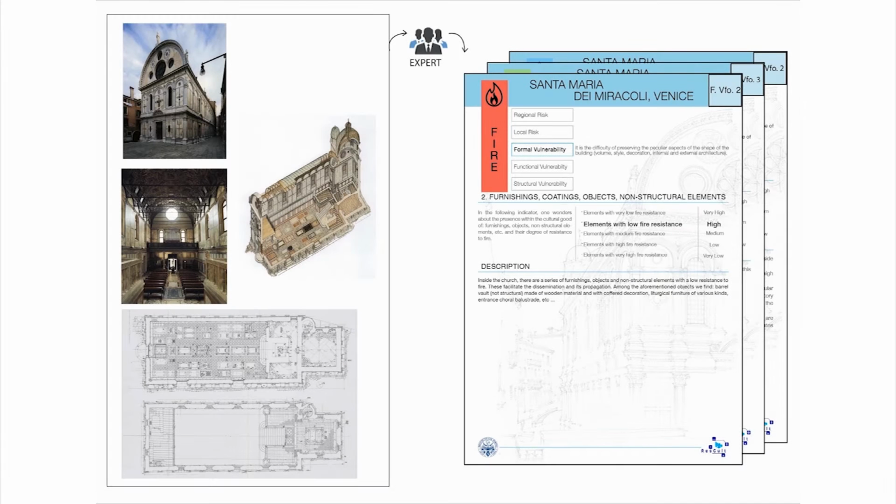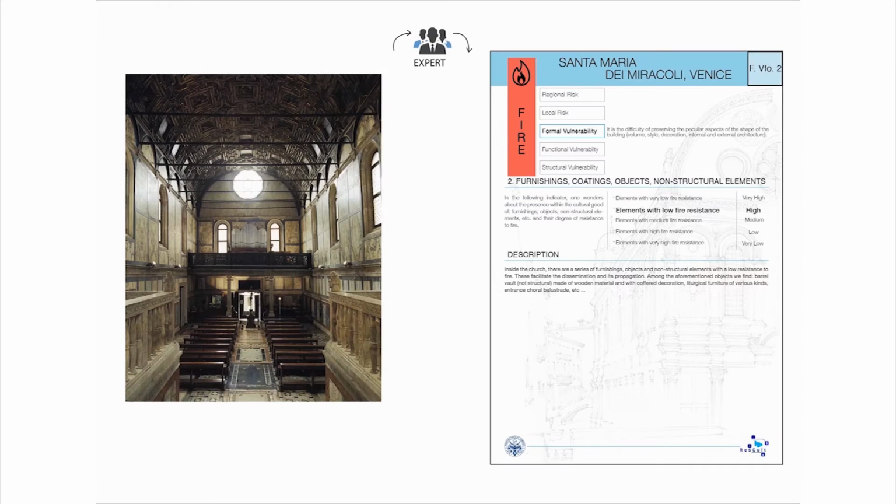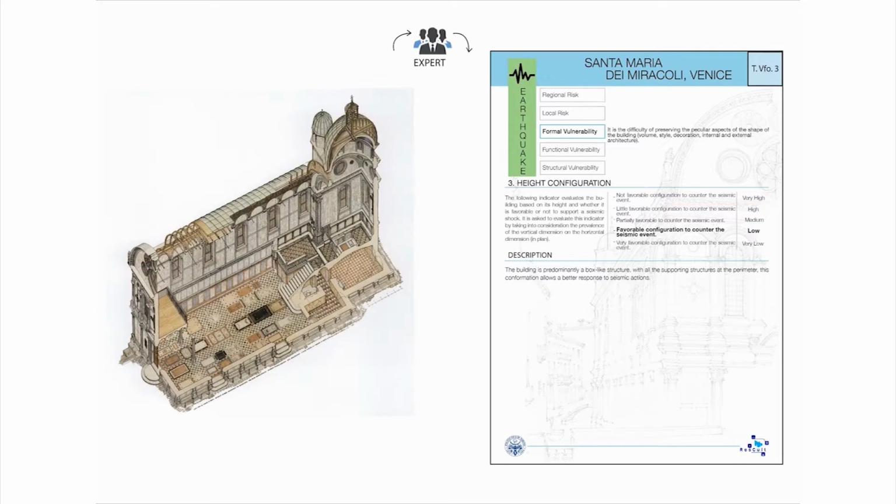First of all, specific fact sheets have been produced. Then, each fact sheet has been filled in using the literature available information and especially expert evaluation. For example, when evaluating the fire risk for furnishing coatings and structural elements, the expert assigned a high value considering the presence of barrel vault made of wooden material and wooden furniture.